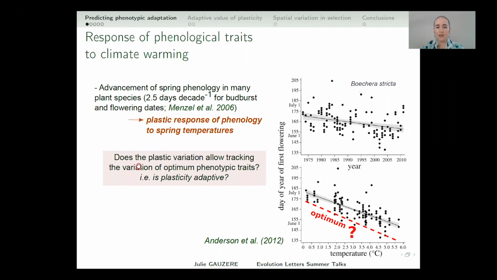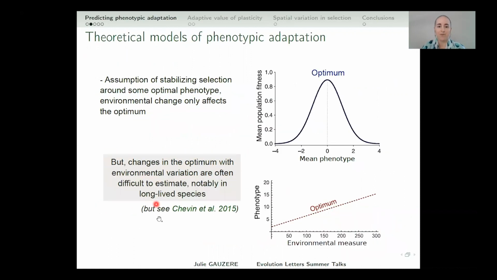But we often ignore whether the plastic variation of phenology allows tracking the variation in optimal trait values. So, whether plasticity is adaptive or not. And if plasticity does not allow perfectly tracking the variation in the optimums, as represented here, then we can expect genetic evolution to play a central role in the response to climate change.